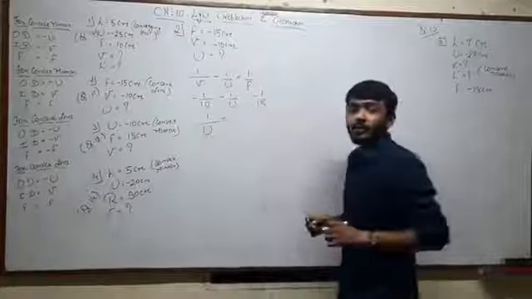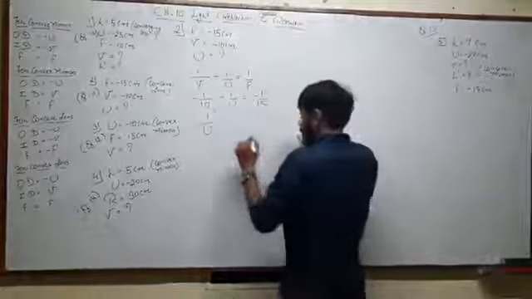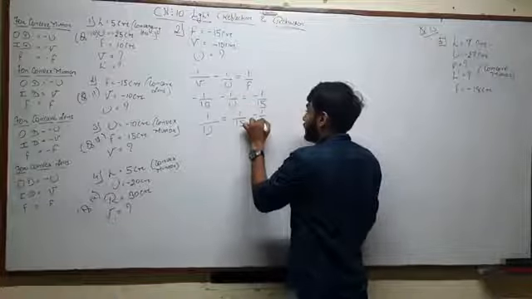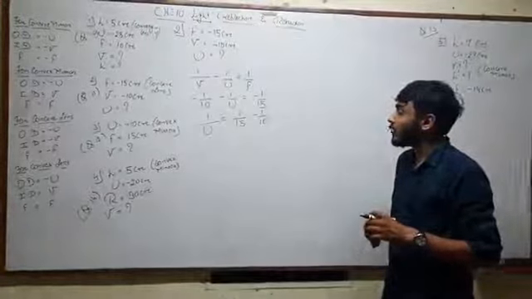If shifted over here, it becomes positive. So that becomes 1 upon u. Now 1 upon 15 becomes positive and minus 1 upon 10. Okay, I hope you are clear with this.